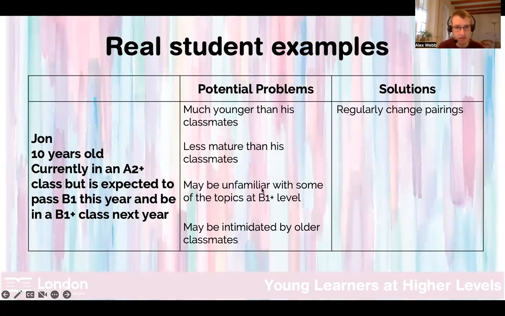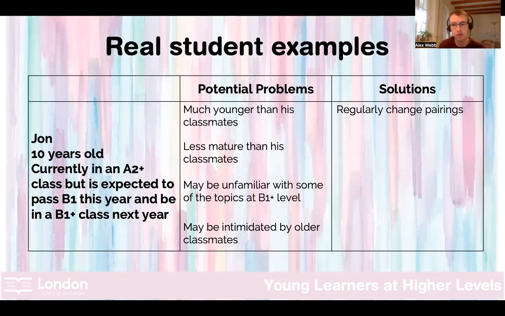Well, first of all, I think it's really important to regularly change the pairings. As we said earlier, older students might be frustrated by having to work with a younger student, and so you don't want to stick the younger student with the same older student every time. So change the pairings regularly so that John works with different partners, and then you can also work out which pairing works well.